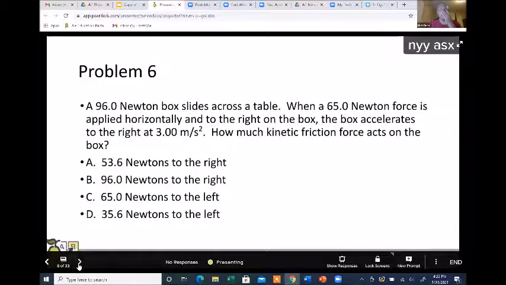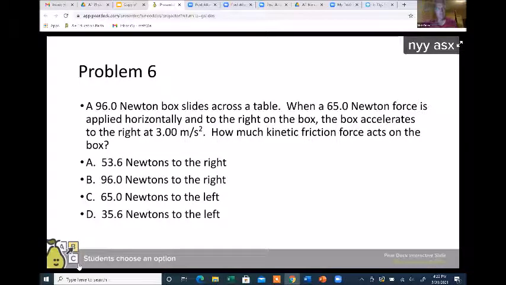All right, so let's look at 6. Again, mostly the same question. This time we threw another wrinkle at it. So this one's going to be just a little bit more complicated. See what you can do with it.